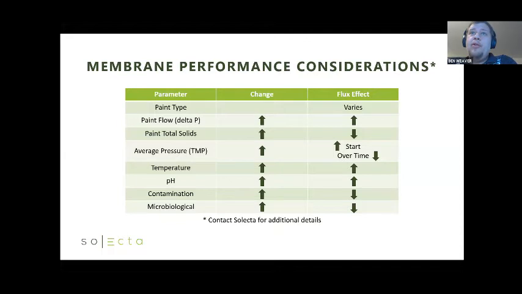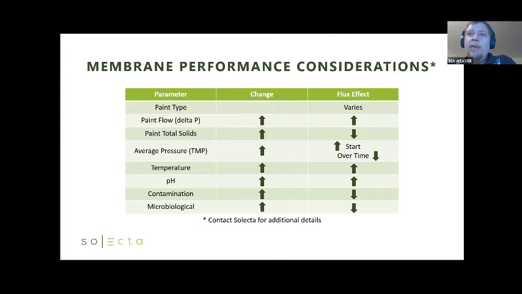Temperature. So with temperature is really pretty fixed on the paint bath, usually around 90 to 100 degrees Fahrenheit. But if there are some opportunities, any type of increase in temperature is typically going to increase the performance and flux of the membrane. And part of this is due to just viscosity properties. With increased temperature, you are going to have lower viscosity in the water, so it does make it easier to push through the membrane a little bit.